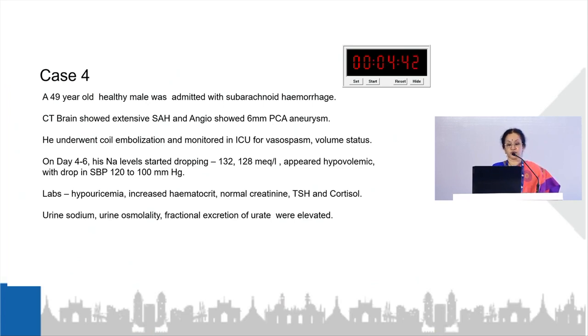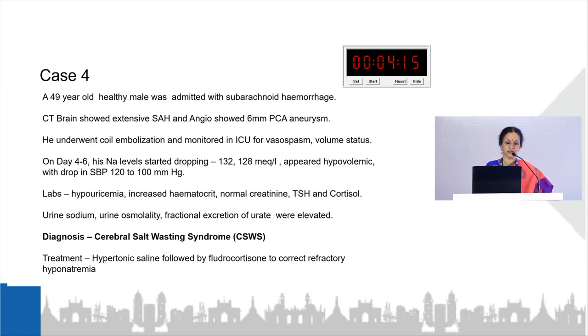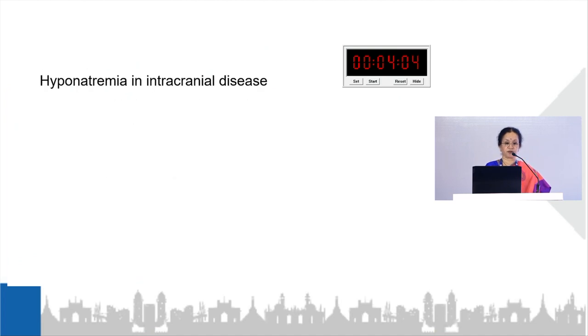The labs showed he had hypouricemia, increased hematocrit, normal creatinine, normal TSH, normal cortisol. Then the urine sodium and urine osmolality were elevated. So this is a picture which is similar to the CIAD, which is called the cerebral salt wasting syndrome, which is rare. And the difference between CIAD and the cerebral salt wasting syndrome is the presence of hypovolemia here when compared to the euvolemic status in CIAD. Now, it's very difficult to treat hyponatremia in this particular case. He was given normal saline, didn't respond. Then he was given hypertonic saline followed by fludrocortisone to correct the refractory hyponatremia.